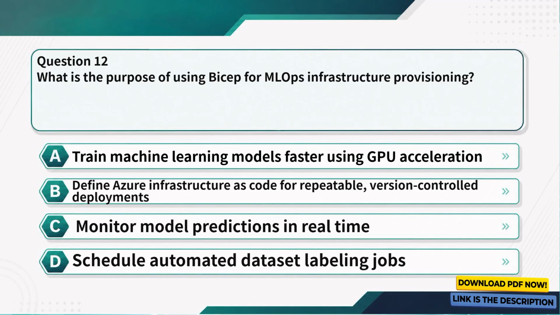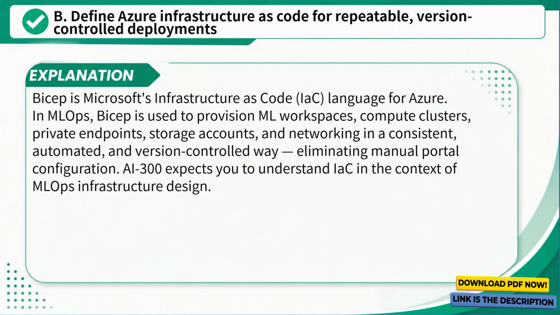Question 12. What is the purpose of using Bicep for MLOps infrastructure provisioning? A. Train machine learning models faster using GPU acceleration. B. Define Azure infrastructure as code for repeatable, version-controlled deployments. C. Monitor model predictions in real time. D. Schedule automated dataset labeling jobs. Correct answer. B. Define Azure infrastructure as code for repeatable, version-controlled deployments.